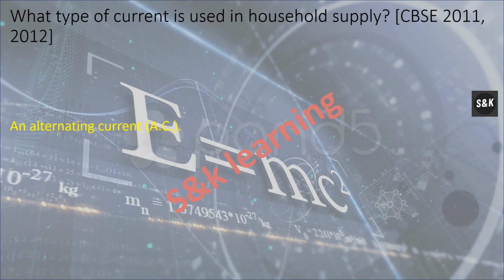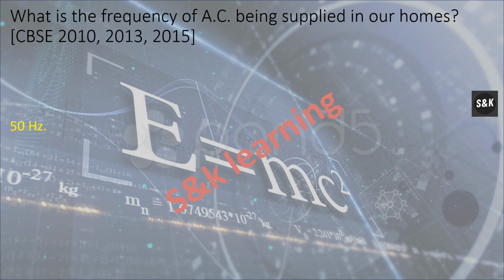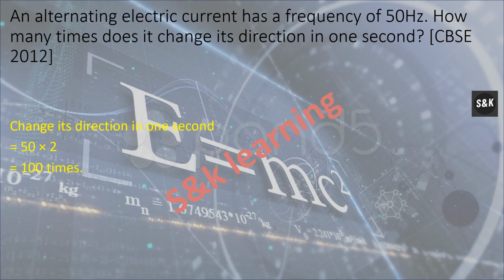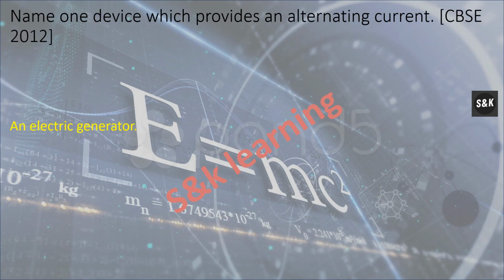What type of current is used in household supply? AC current, that is alternating current. What is the frequency of AC being supplied to our homes? That is 50 Hz. An alternating current has a frequency of 50 Hz. How many times does it change its direction in 1 second? 100 times.